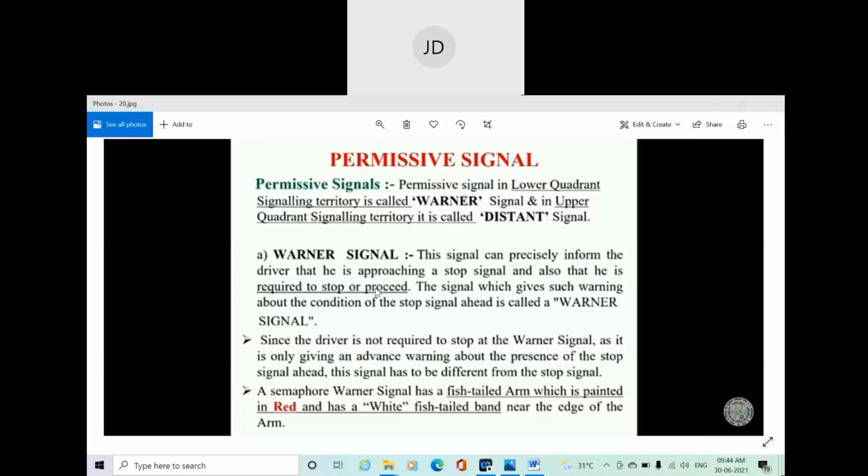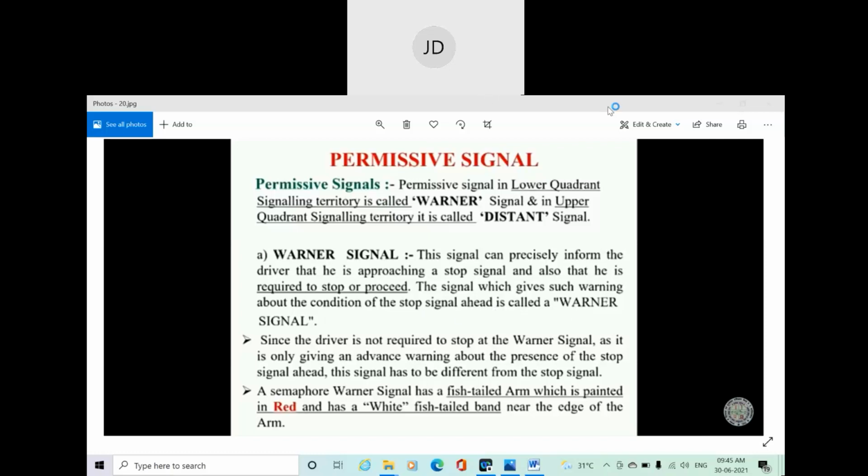That means depending on the different position of the warner signal or different light system, a loco pilot will be informed whether he needs to stop or proceed. Usually the permissive signal does not stop a particular train. It basically gives a warning. The signal which gives such warning about the condition of the stop signal ahead is called a warner signal. It's a very simple one.